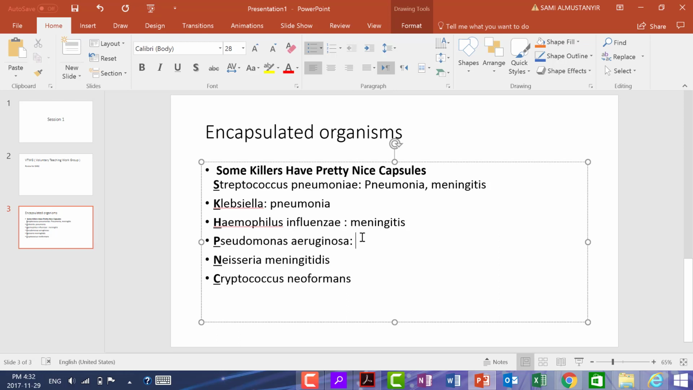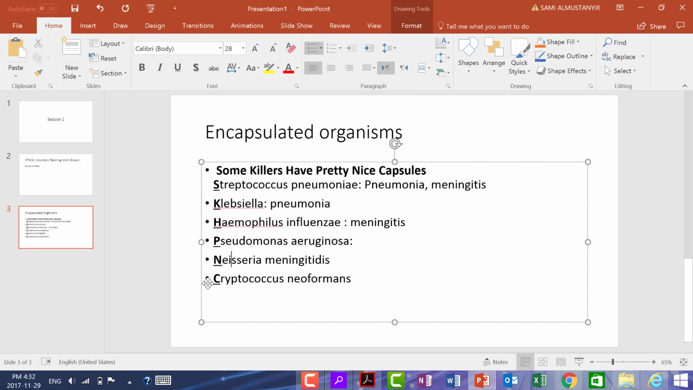Pseudomonas can cause lots of problems. One of them is you find it in burn patients. It can cause sepsis, wound infection, and I will also double check what else it can cause.